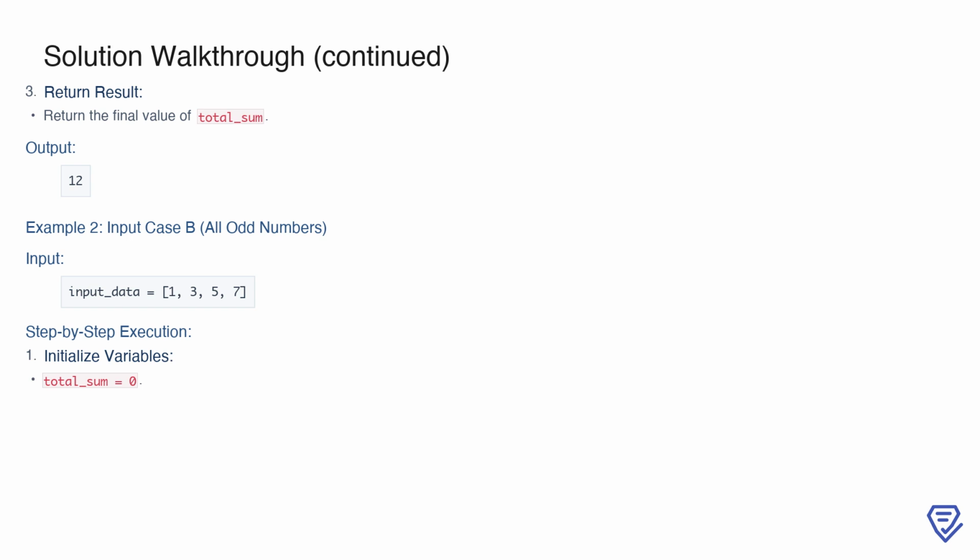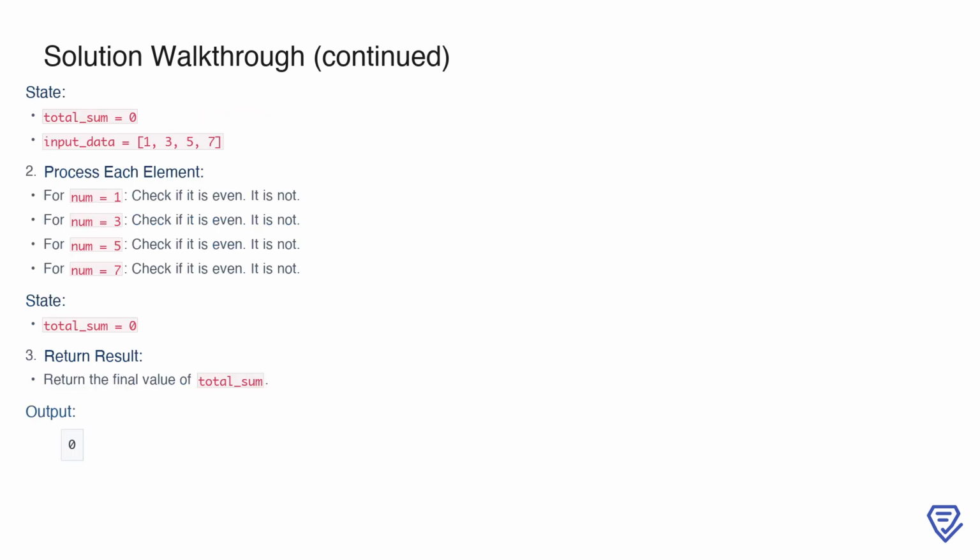Moving on to another example, let's consider the case where the input list contains only odd numbers. The new input data is 1, 3, 5, 7. As before, we start by initializing total_sum to 0 to track the sum of even numbers as we process the list. Looking at the state of our variables, we have total_sum initialized to 0 and the input data set to 1, 3, 5, 7. Now we begin processing each element of the list.